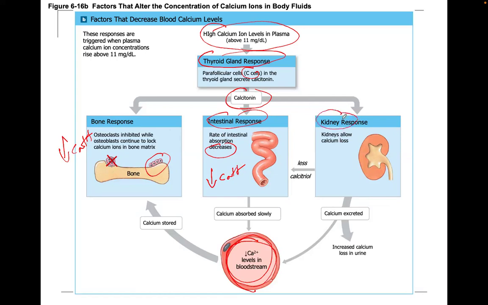And what happens at the kidneys? It says, hey, let's excrete some of the calcium. So if you're increasing the loss of calcium at the kidney, well, now that's another way of decreasing calcium. And it decreases vitamin D production. Okay.